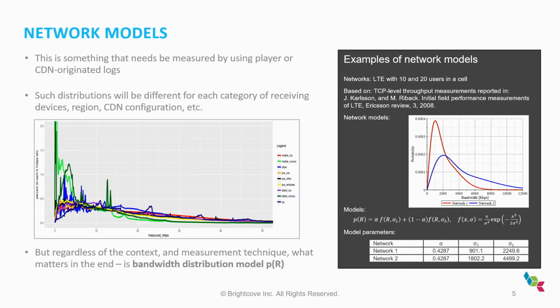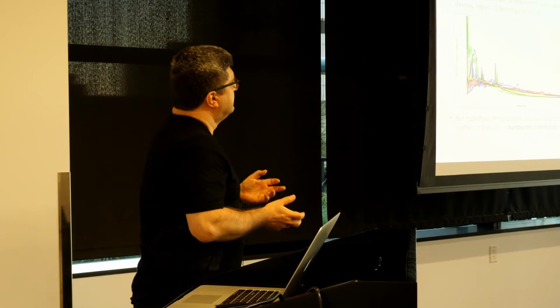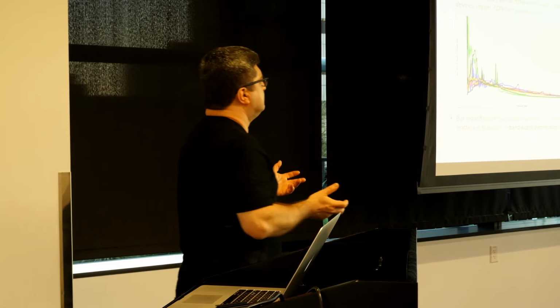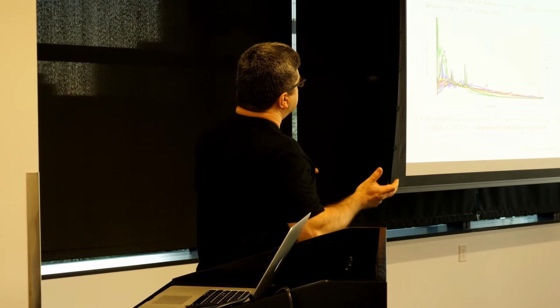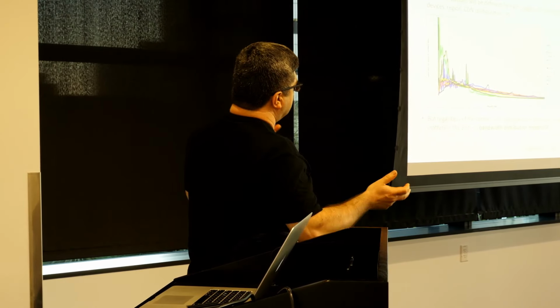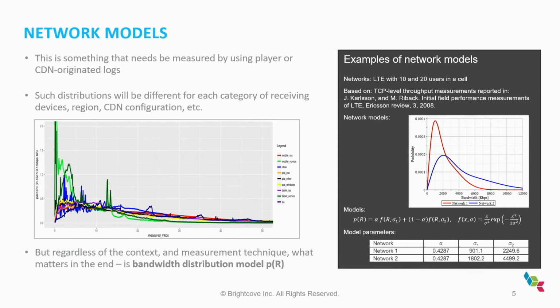Now, another thing that you need to quantify if you're trying to design a system optimally is you need to understand what the model of the network is. And to understand what network you're working with, you really need to start with logs, either from players or CDNs. Look at statistics. For example, below I'm showing histograms of bandwidth collected by the Brightcove Analytics module, and then you could also model them.